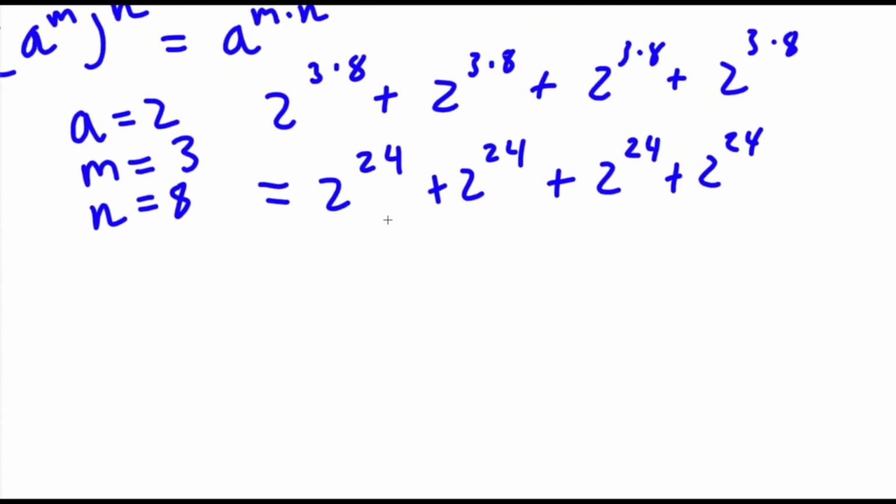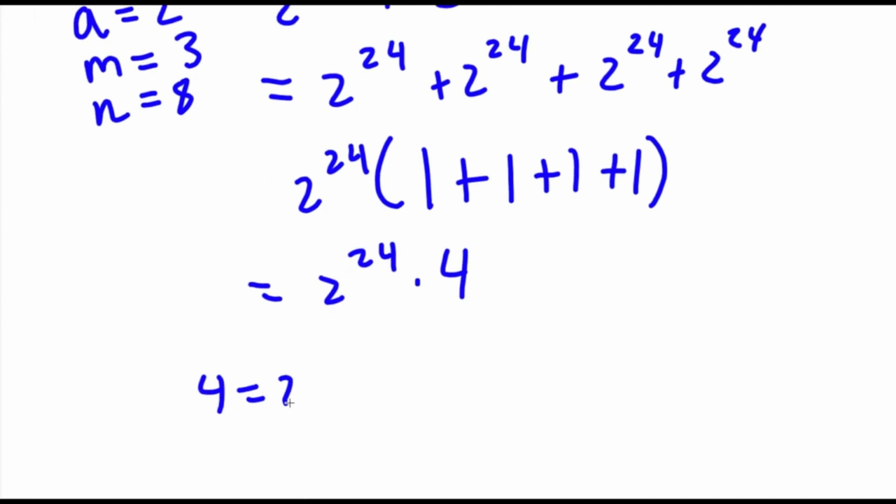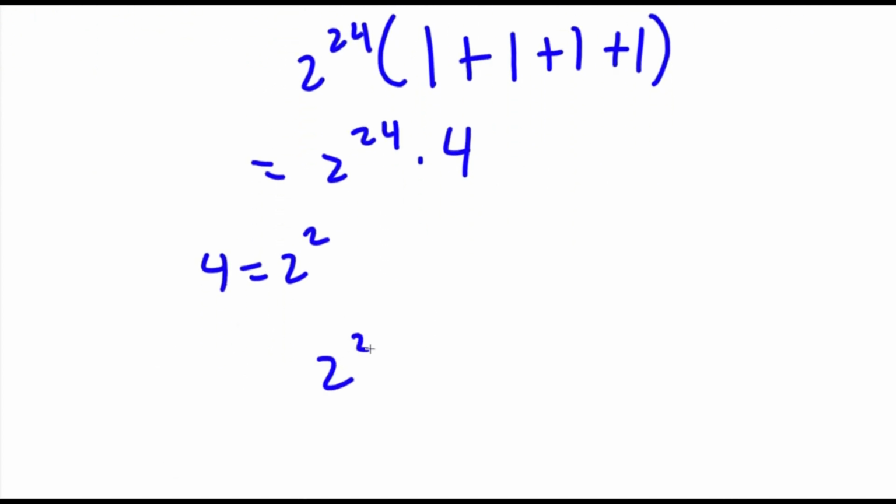Now from this, I'll factor out 2 to the power of 24. So now I have 2 to the power of 24 times (2 to the power of 24 divided by 2 to the power of 24 is 1). So I have 1 plus 1 plus 1 plus 1. And if I simplify this in the parentheses, I get 2 to the power of 24 times 4. 4 is the same thing as 2 squared. So now I have 2 to the power of 24 times 2 squared.